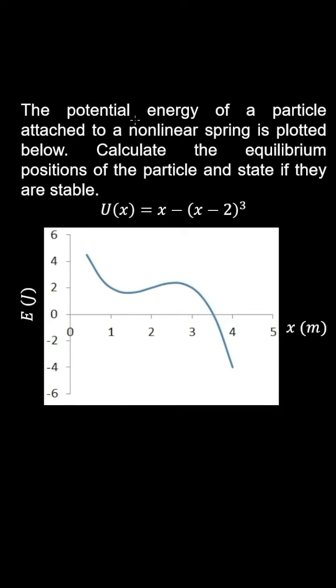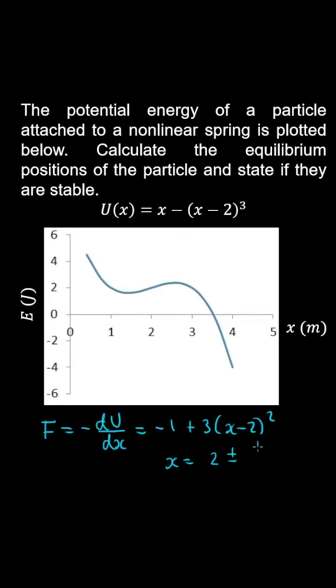The potential energy of a particle attached to a nonlinear spring is plotted below, and we're asked to calculate the equilibrium positions of the particle and state if they are stable. We know that the force is minus the slope of the potential energy curve, which is equal to minus 1 plus 3 times (x minus 2) squared. If you set the force to 0, you get two solutions, and that gives you the equilibrium points, which are at x equal to 2 plus or minus 1/root 3 meters.